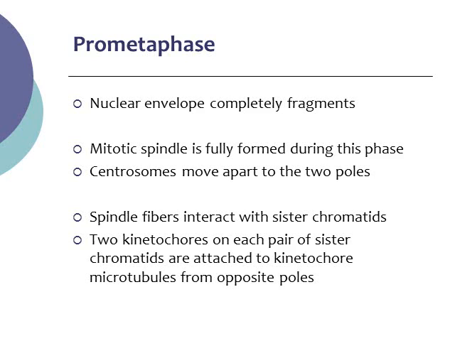After prophase, we get into prometaphase. This is where your nuclear envelope is completely broken apart and your chromosomes are out in the cytosol. In addition, the mitotic spindle is going to be fully formed at this phase. Your centrosomes are moving apart towards your 2 poles, and you have your 3 different types of microtubules being formed. The spindle fibers start to interact with your sister chromatids, and your 2 kinetochores on each of your pairs of sister chromatids are going to attach to the kinetochore microtubule from the opposite pole. So basically, every single one of your chromosomes is going to be attached to the 2 poles using these kinetochore microtubule proteins.